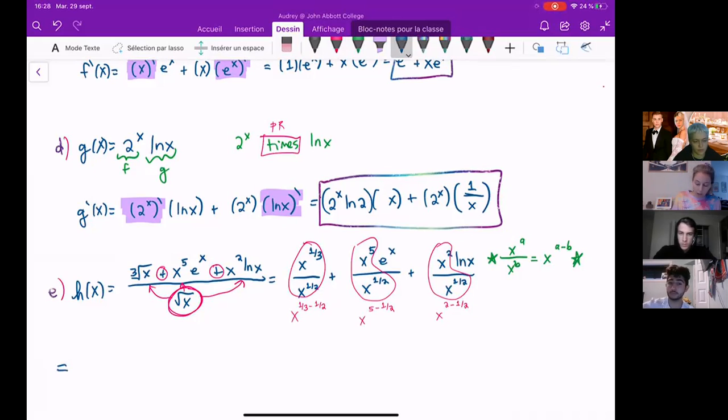And I'm simplifying each of those things in the same way that we were doing in the last two classes. So this will give me x to the 1/3 minus 1/2, that's x to the negative 1/6, plus x to the 5 minus 1/2, that's x to the 9/2, e to the x, plus x to the 2 minus 1/2, that's x to the 3/2 ln x.